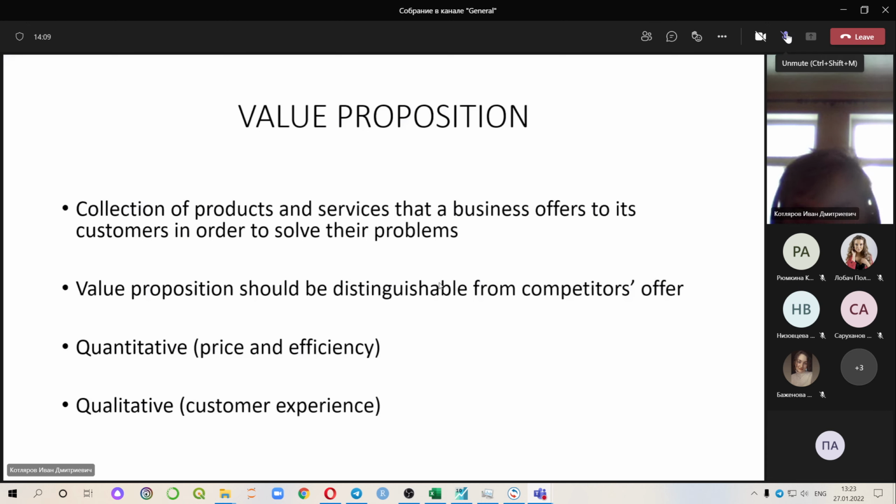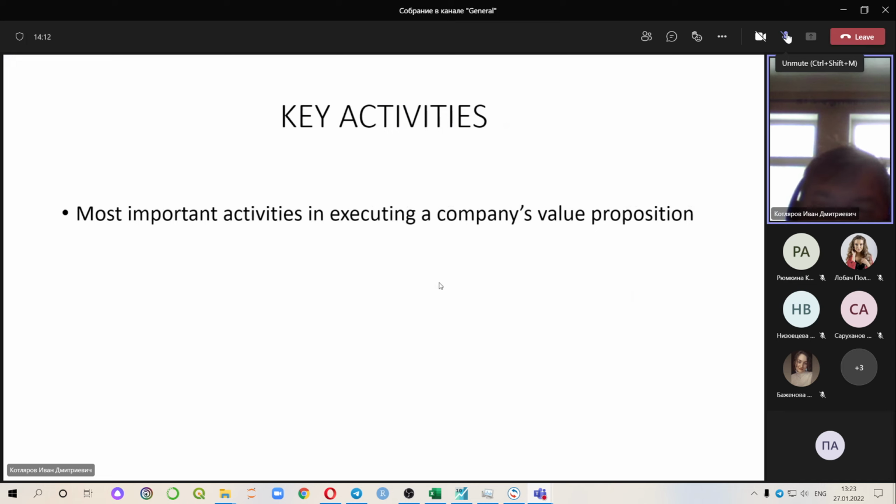So let's continue. Key activities. Most important activities in executing a company's value proposition. Ladies and gentlemen, in case of Uber, what do we have? Okay, we know that Uber helps customers to get access to transportation services. The key source of value in case of Uber is a lower price in comparison with traditional taxi services. So, what are the most important activities in executing Uber's value proposition? Obviously, it is the platform.